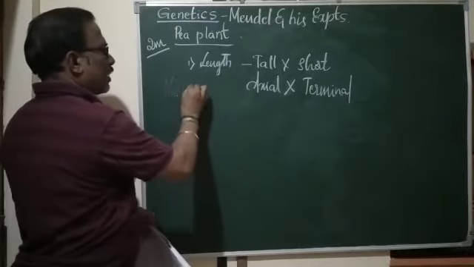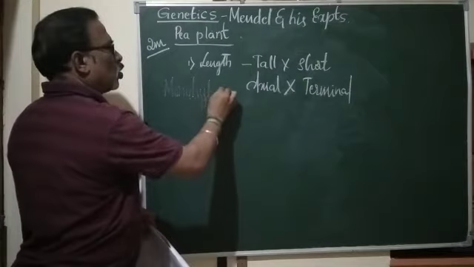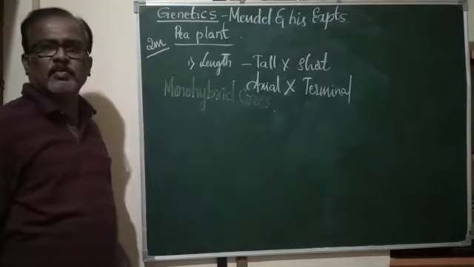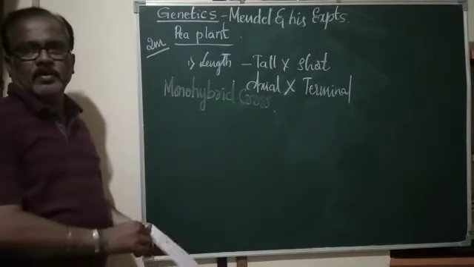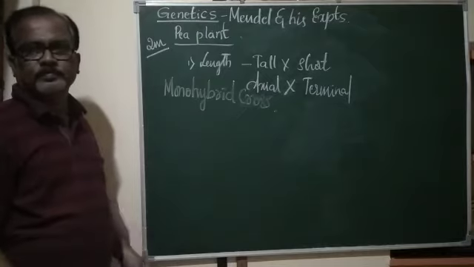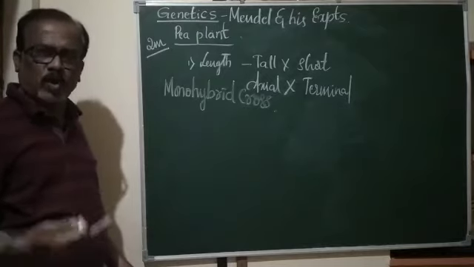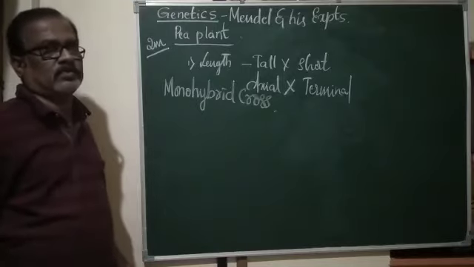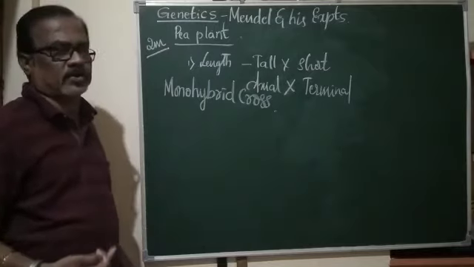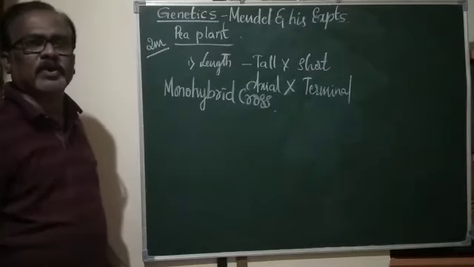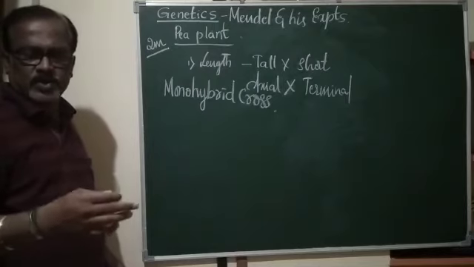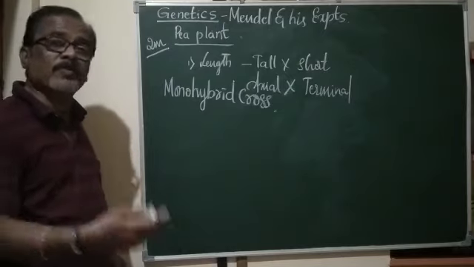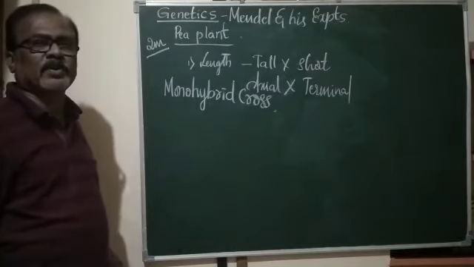The work of Mendel, first one, is monohybrid cross. So what is monohybrid cross now? The cross which involves only one pair of contrasting characters, or 2 alleles of a character, is called monohybrid cross.